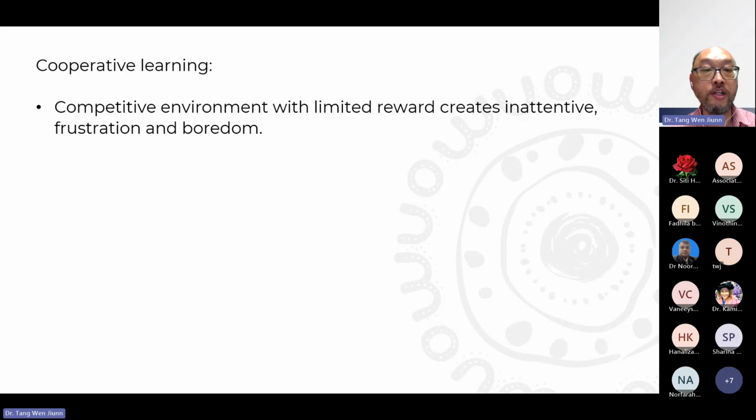In the humanist tradition, we encourage cooperative learning, where we try to limit a competitive environment, because in competition we normally look at rewards. If there are no rewards, that's where students start to feel frustrated or become bored. So the environment should be cooperative learning.